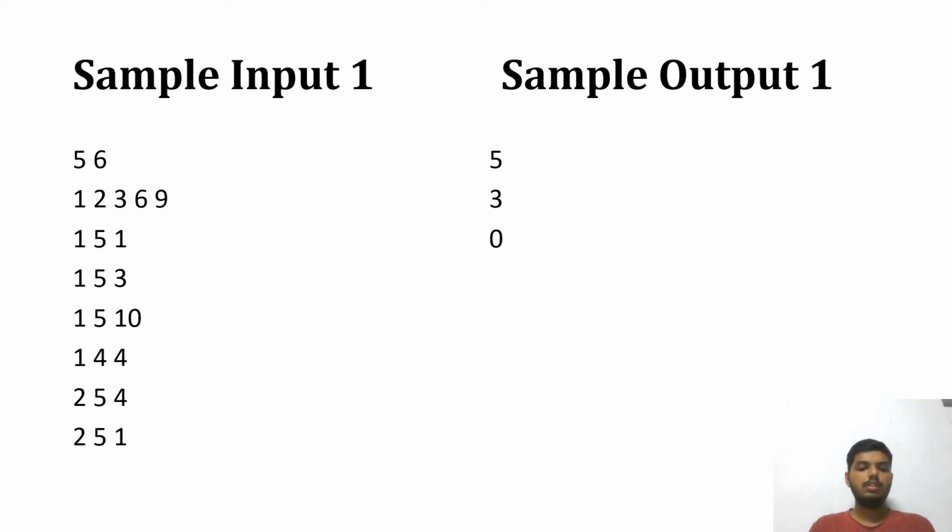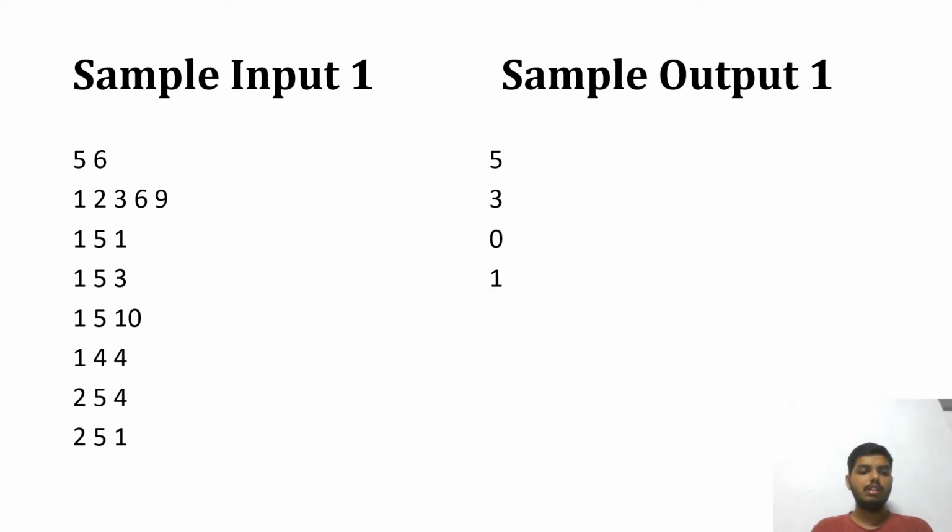So we can go for the fourth query, which is trying to say that from the first position go to fourth position and tell me how many elements are there which are greater than or equal to 4. So the first position is 1, which is not greater than or equal to 4. Second position is 2, which is also not. Third position is 3, which is also not. And the last, fourth position, which is 6, is greater than or equal to 4. So we can output the answer that there is only one element which is greater than or equal to 4.